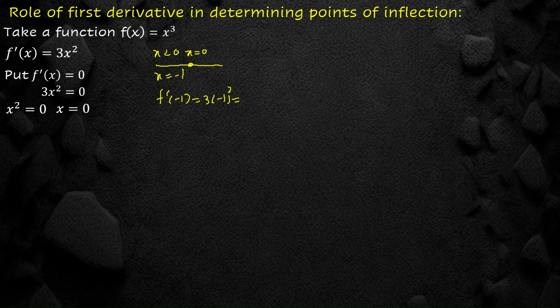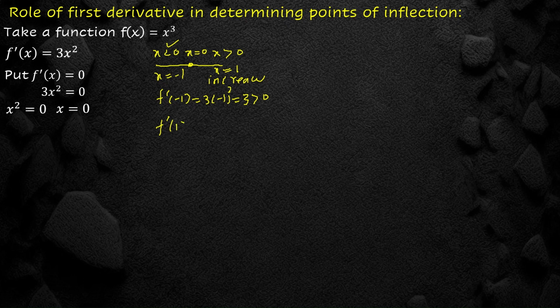And we get f dash of -1 is equal to 3, which is positive. That is, the function is increasing in the portion where x is less than 0. Again, we go towards the right of 0 and get x greater than 0 and take a point x is equal to 1 in this region.